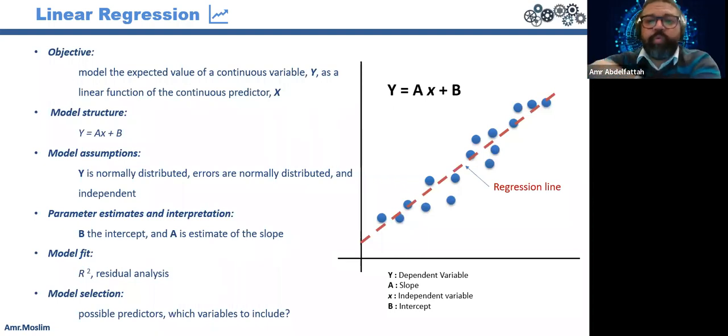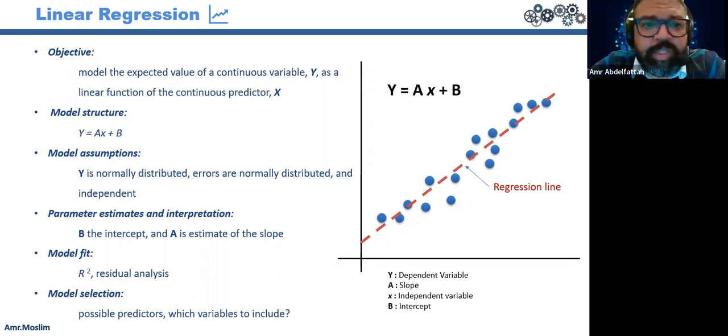I choose to do this experiment with linear regression because it's very easy for us and very intuitive, and we have done it in high school and in college like 100 times. So it's very easy for us to understand it without any other complications.